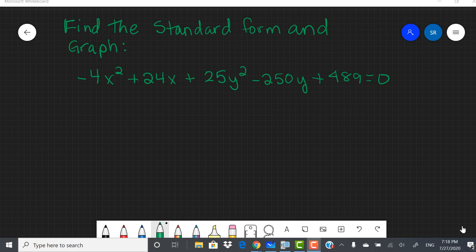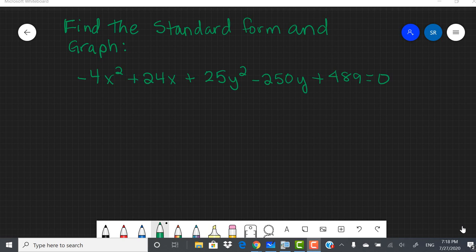Okay, in this video I'm going to find the standard form and graph negative 4x squared plus 24x plus 25y squared minus 250y plus 489. So first I'm going to start off by taking my constant and moving it to the other side.